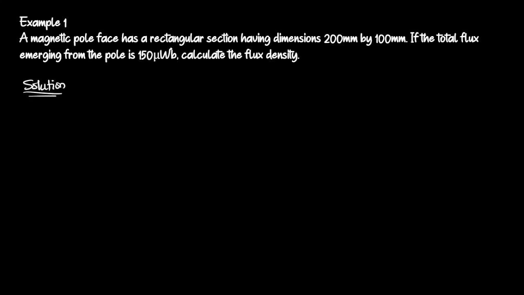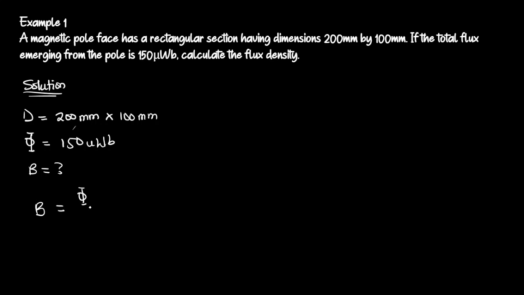Okay, so we are saying that a magnetic pole has a rectangular face with the dimensions 200 millimeters by 100 millimeters. If the total flux emerging, phi, is 150 microweber, we are to calculate the flux density, which is B, and that is what we don't know. But from definition, we know that magnetic flux density B is equal to magnetic flux phi over the area. The area in this case, since it is a rectangular pole, will be length times breadth, or width, which has been given to us as the dimensions over here.